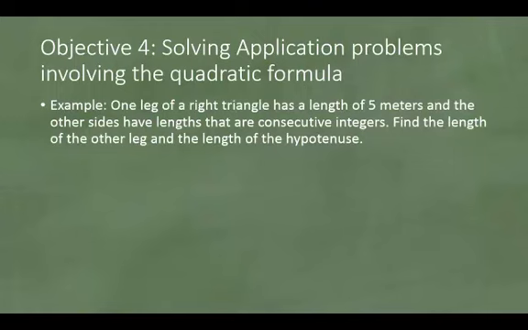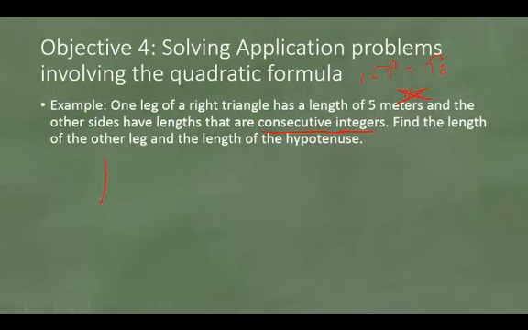And let's look at some problems here. And again, we're going to use the same problem solving steps for application problems as before. One leg of a right triangle has a length of 5 meters, and the other sides have lengths that are consecutive integers. Remember, integers are things like 1, 2, 3, 5, 7, not fractions, not like 7/5 or anything like that. So consecutive integers means you have to go from 2 to 3, or from 3 to 4, or from 7 to 8, but you can't skip anything.